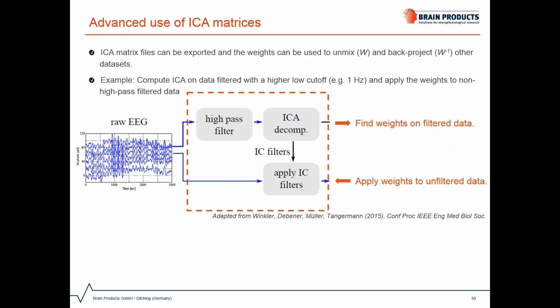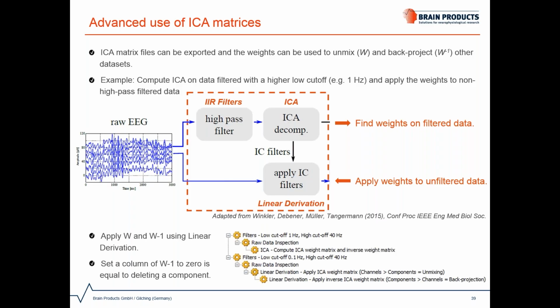But the important part is actually just here in this box for us. The data is high-pass filtered, for example, between 1 and 2 Hertz, and then you get rid of all slow potentials, and the algorithm is then trained on this data, and you receive your weights, so your unmixing matrix W. This unmixing matrix can then be applied to the raw and unfiltered data, and the authors call this an IC filter. And this procedure can be mimicked in Analyzer. However, you need to apply the ICA unmixing matrix that you stored as a file via the transformation linear derivation.